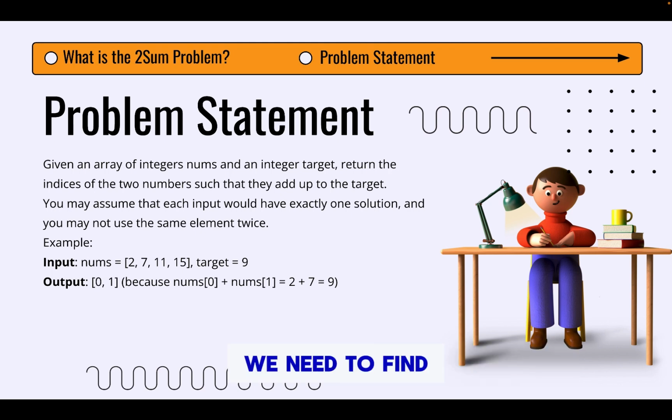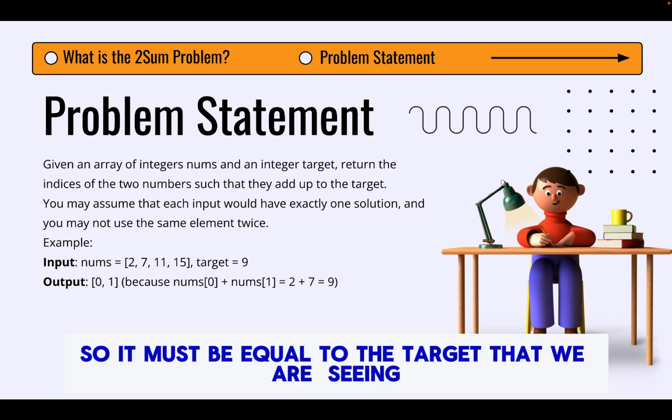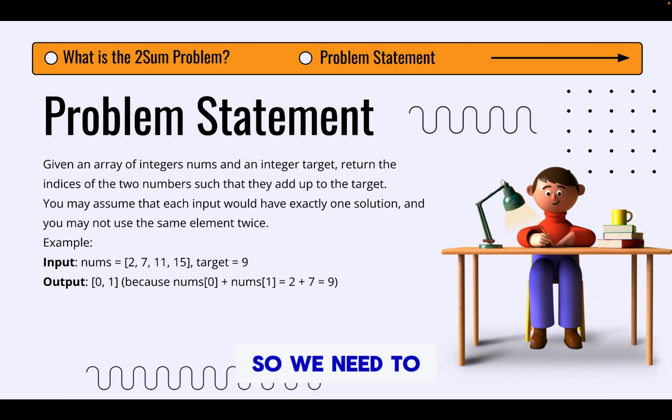We need to find the positions of numbers that can be added together so that the sum is equal to the target that we are seeing. So we need to return the positions of the numbers that we added up together to make our target. Let's first understand how it works. We need to break down the basket and the positions. After that, we need to understand how it works behind the scenes.